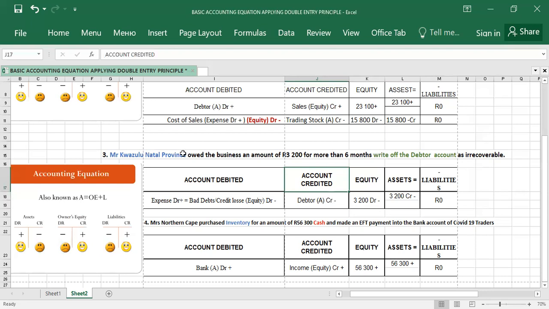Now, the question that we have just read did not affect our liability account. That's why we have 0 here. As time is on our side, let us just read the last question and run with an accelerated speed.